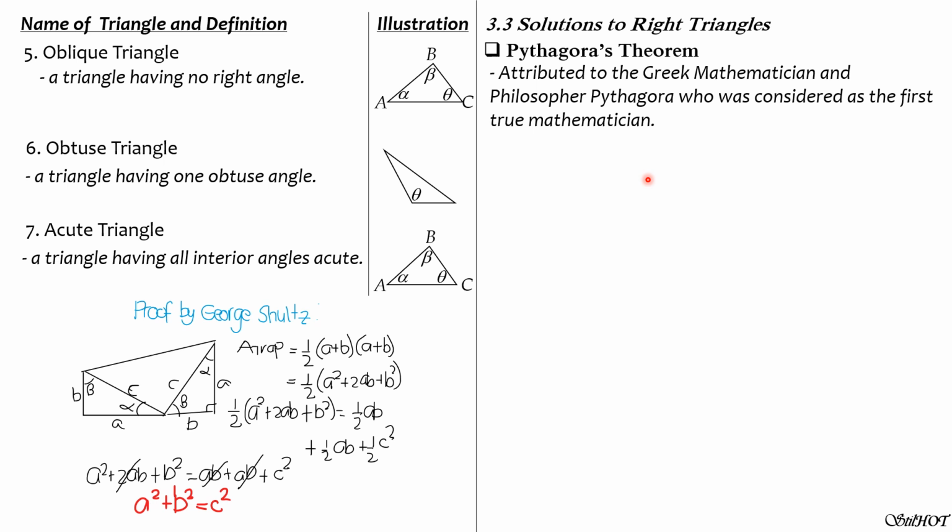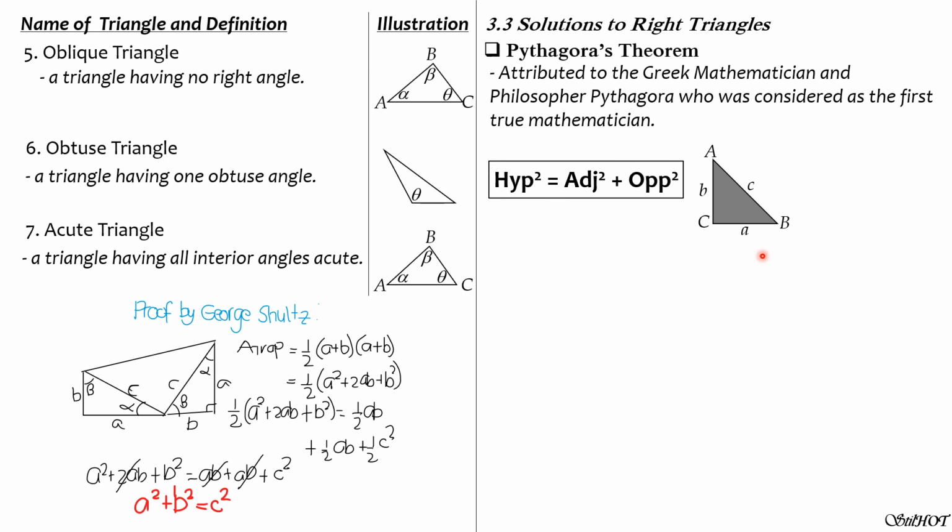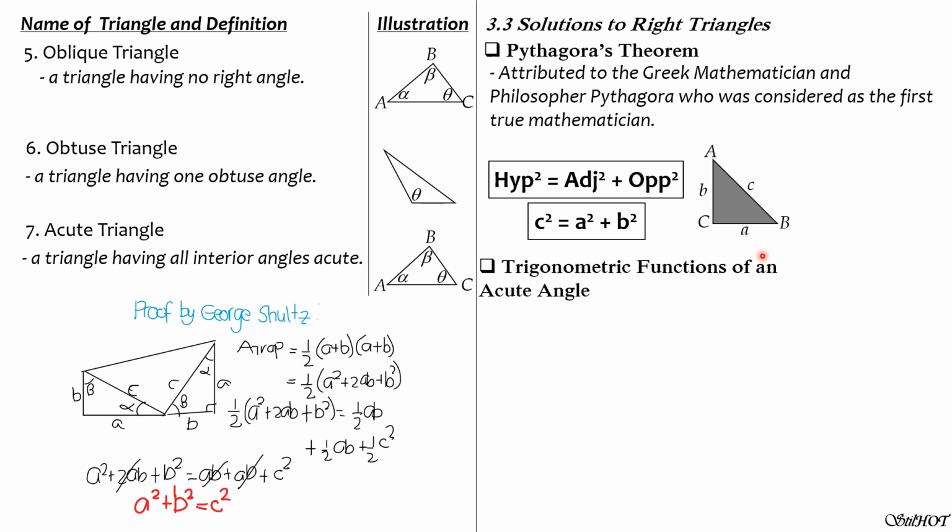So again, let's state the Pythagoras theorem. Hypotenuse square equals adjacent side square plus opposite side square. So opposite of the angle theta. So let us say we have an angle theta at B there. So that A would be adjacent to theta for that case.